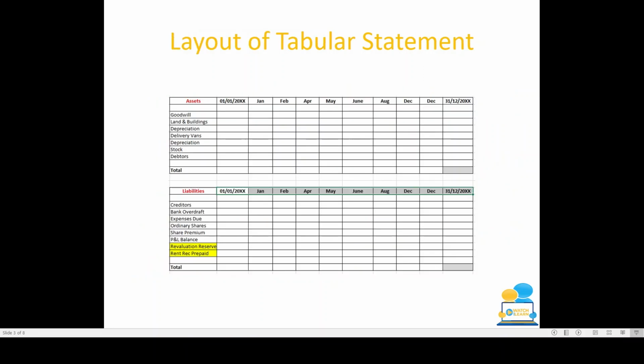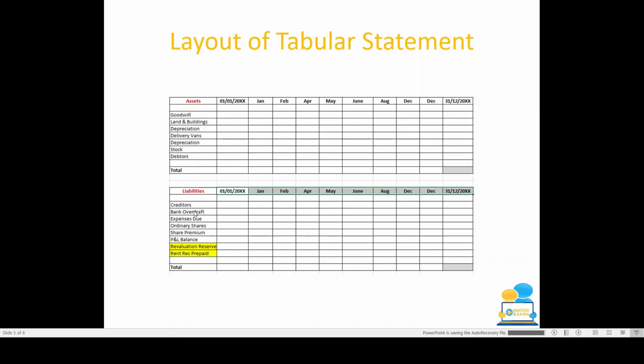So this is a standard layout of a tabular statement where you would have your assets on top here, your liabilities on the bottom. You'd have your opening balances for assets and liabilities. You would have transactions for certain months, and then you would have your closing balances. So again, if you increase an asset, you would need to decrease another asset, or if you increase an asset, you would have to increase a liability. So at the end of each month, they balance.